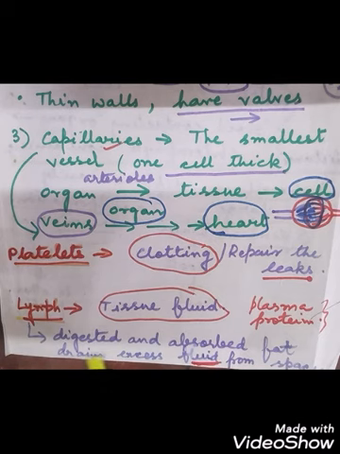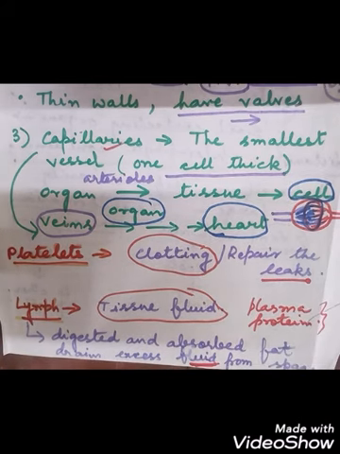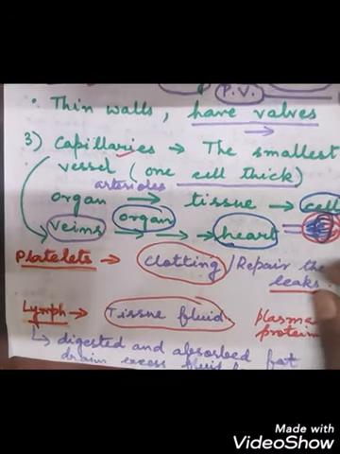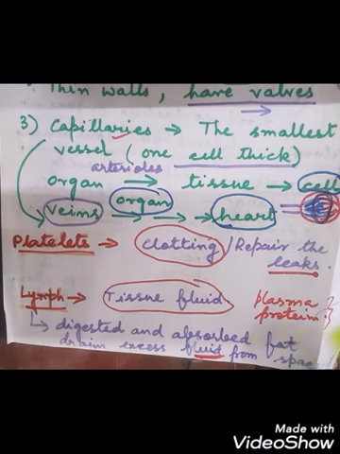Now what will the lymph carry? It will carry the digested and absorbed fat. From where? From the small intestine, and it drains the excess fluid from the space back into the blood. So whatever excess fluid is there, it will be drained and taken back into the blood.